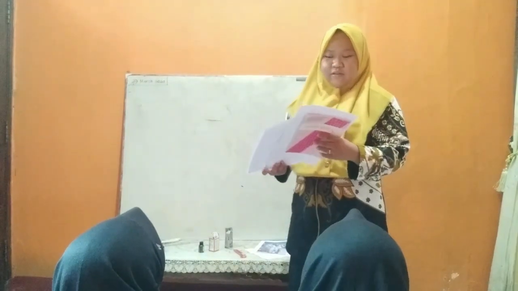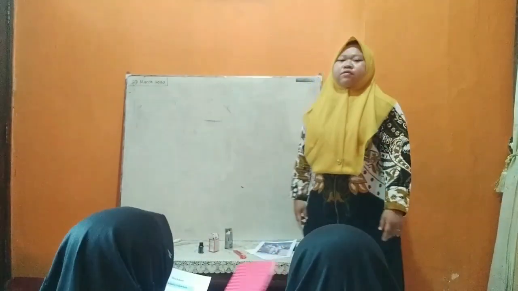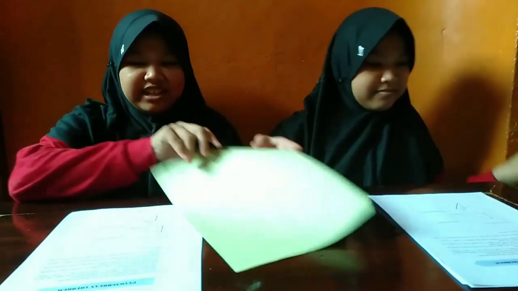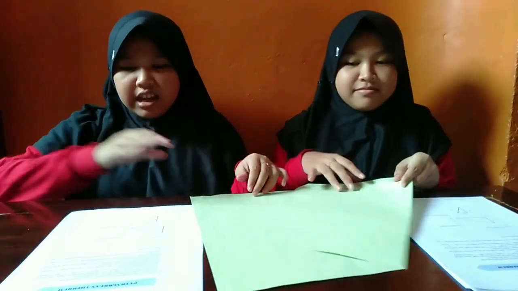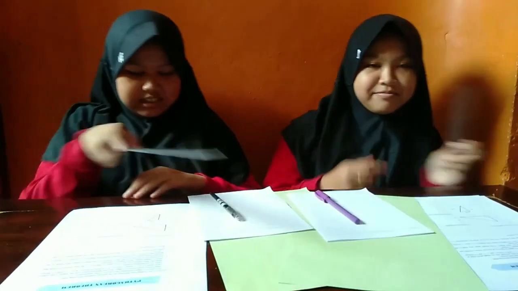This is the worksheet for you. Thank you. This for you, and this is for yours. Thank you. This is the activity to prove the Pythagorean theorem. Prepare HVS paper and paper tile, pencil, ruler, and scissors.